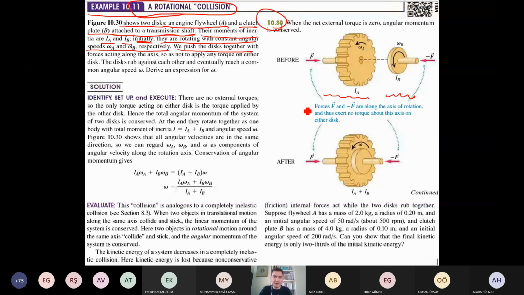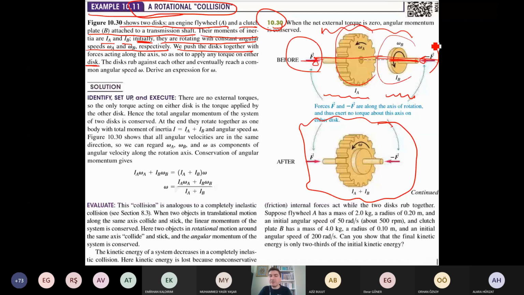We push the disks together in this final condition with forces acting along the axis so as not to apply any torque on either disk. Okay, you apply force in this direction, you apply force in this direction, and you put these two objects together. But this is rotating around this axis, and this is rotating around this axis, so these forces cannot produce any torque, because they have a line of action along the rotation axis, their lever arms are 0, so these forces will not produce any torque.